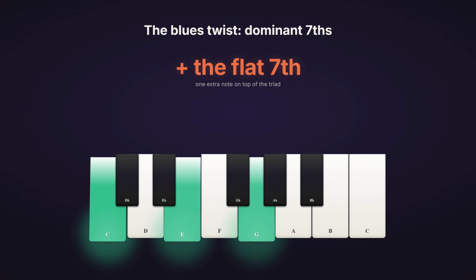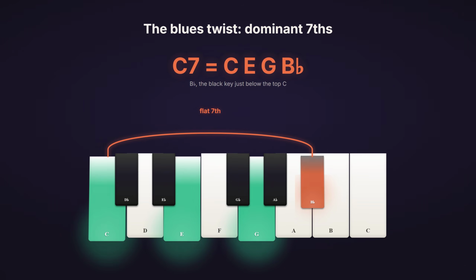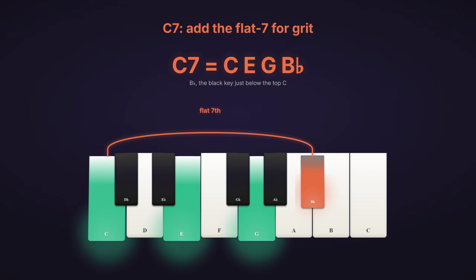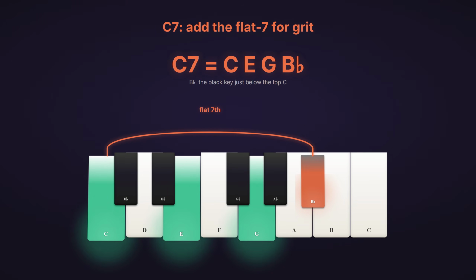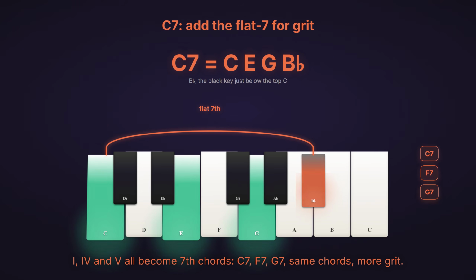Take the 1 chord, C. The plain triad is C, E and G. Now add the flat 7th, which for C is B flat, the black key just below the top C. Now we have C, E, G and B flat, the C 7th chord. Listen to the difference. The plain triad sits still and settled. The 7th chord leans, aches a little, refuses to fully settle. In a real blues every chord gets this treatment, so the 1, 4 and 5 all become 7th chords, C7, F7 and G7. Same 3 chords, same 12 bars, but soaked in that dominant 7th grit, and suddenly it sounds like the blues.